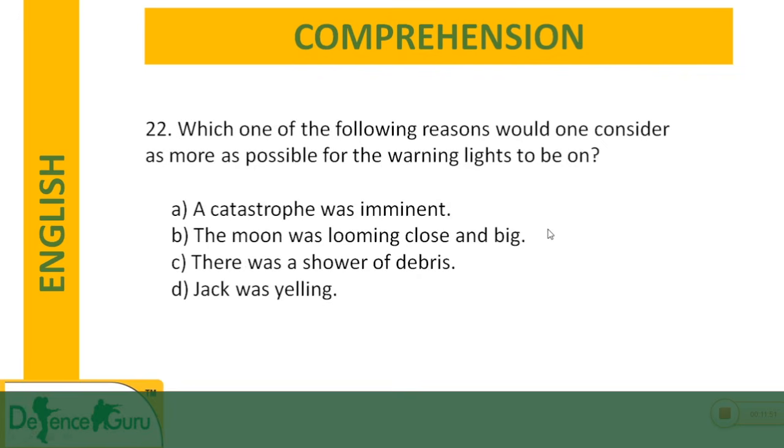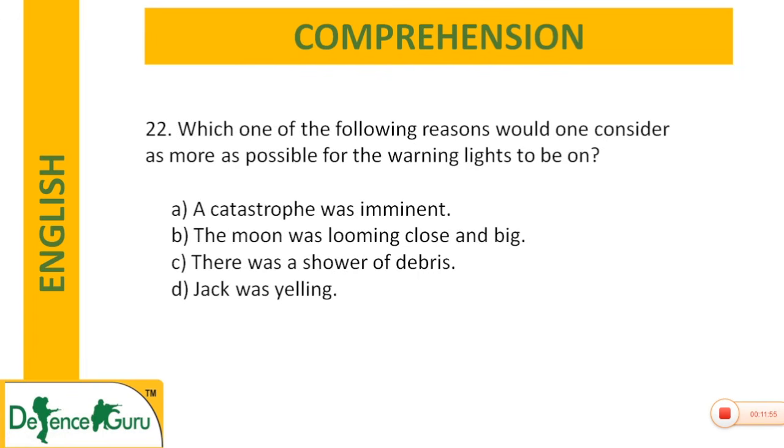Now question number 22. Which one of the following reasons would be considered most possible for the warning lights to be on? A catastrophe was imminent. The moon was looming close and big. There was a shower of debris. Jack was yelling. From the passage itself, it is very clear a catastrophe was imminent. It was about to happen. From the situation itself, you can understand that a catastrophic situation was going to take place. So here option A is correct.